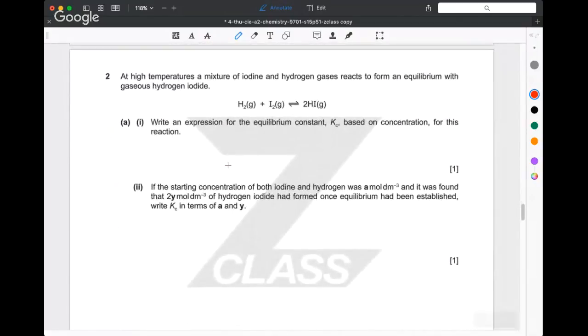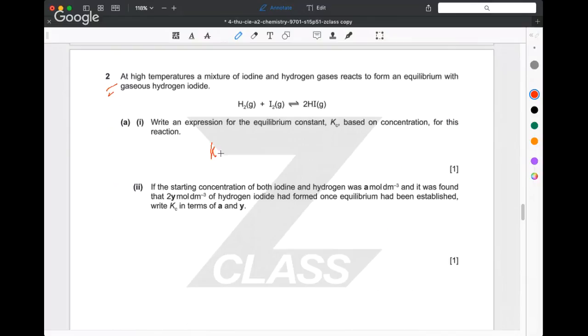Change gears now, and we're looking at the second question. Only 2 questions in this paper. And you've got this equilibrium happening here. And on this occasion, the examiner is giving you an easy mark to begin with. The examiner was giving you a tough, hard mark to begin with on the first question. The second question is being a bit easier for you.